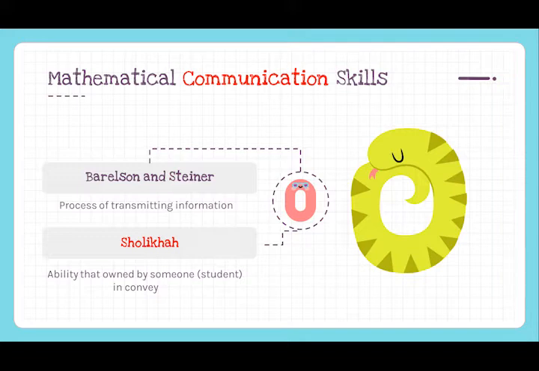According to Soliha, mathematical communication skill can be defined as an ability owned by someone or a student to convey, express, interpret, explain, or describe information, message, understanding, argument, or mathematical idea from one person to another using symbols, numbers, pictures, or graphics, both orally and in writing, in solving mathematics problems.